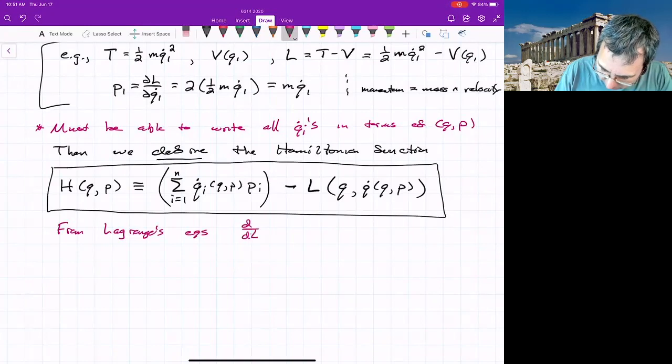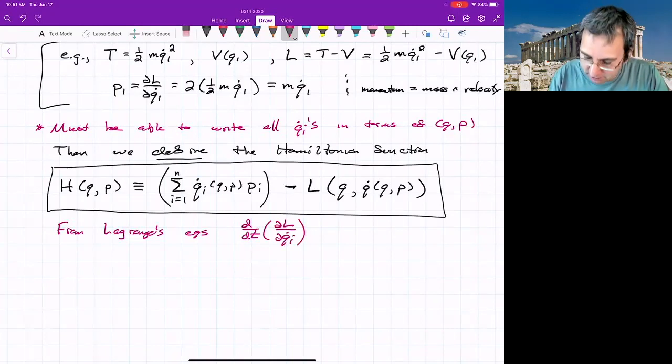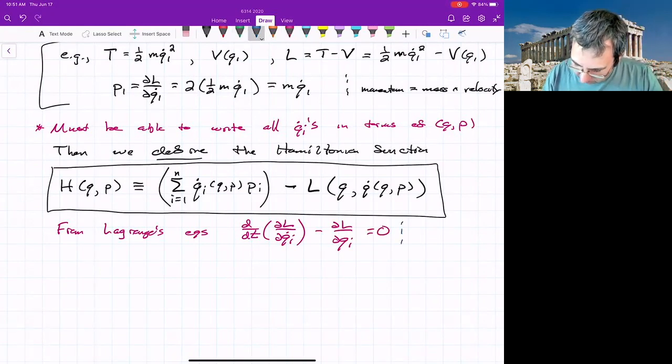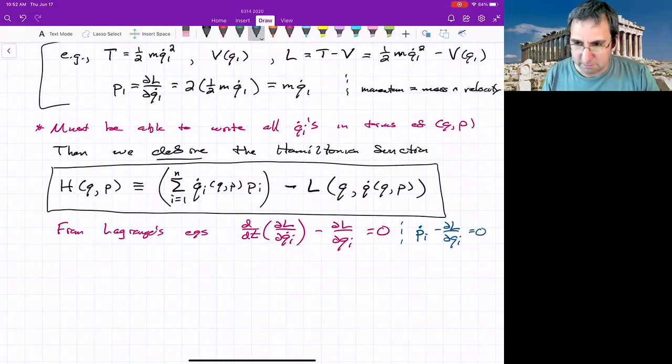Remember what Lagrange's equations were? You might recognize this thing in the parentheses here. Well, that's the momentum, minus partial L partial Qi equals zero. You might look at it and go, oh, hold on, I could rewrite this as Pi dot minus partial L partial Qi equals zero. And yeah, that's right. It turns out that partial L partial Qi is the same as minus partial H partial Qi.